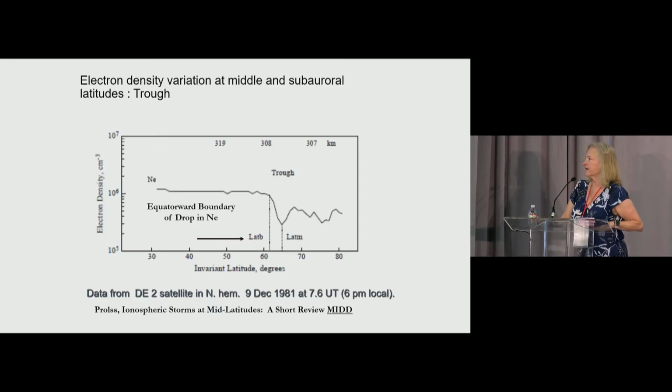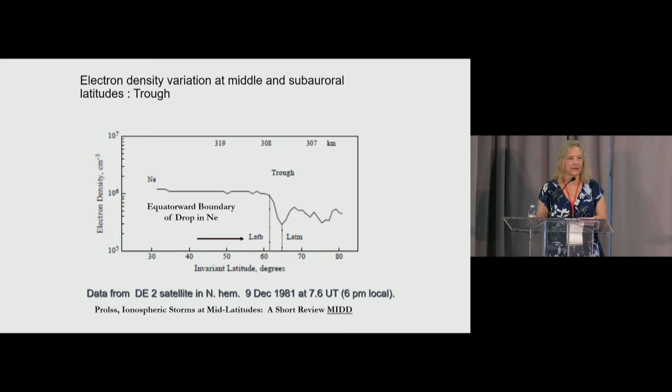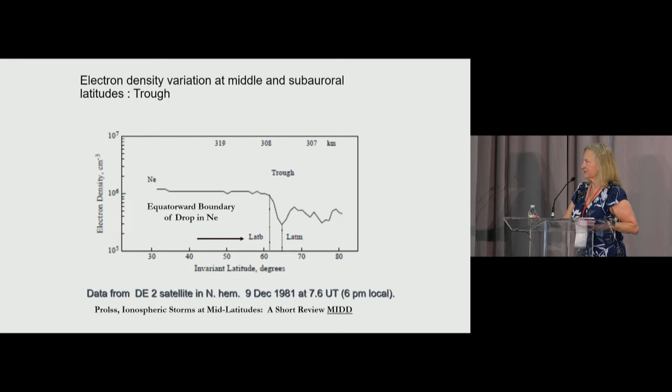They were aware, and I'm pointing this out, of the DE2 satellite, because originally, as you know, GDC is going to be our next big mission. And here's what we have from DE2, which was nearly 40 years ago. Clearly, we were able to identify the trough here with this drop in NE from DE2 back in 1981.